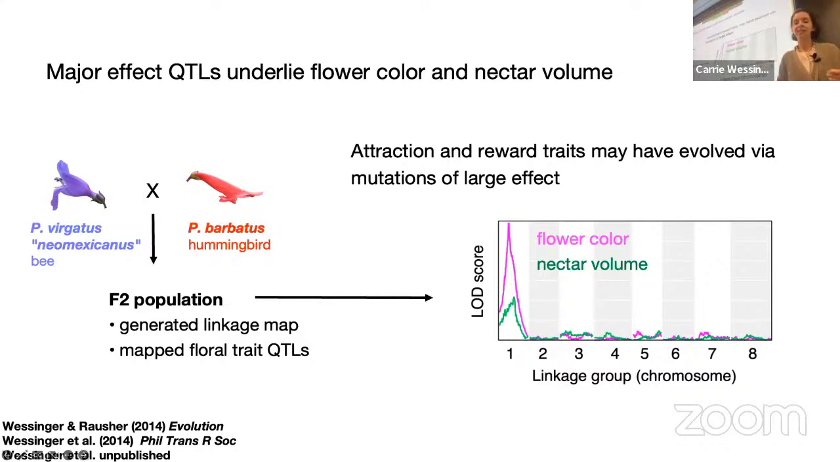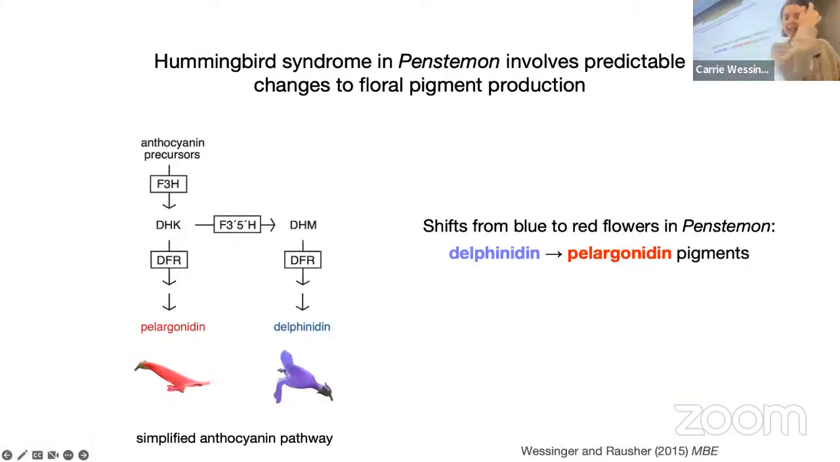And this is because flower color in Penstemon, as in many plant species, is the result of anthocyanin pigmentation, and the anthocyanin pathway is highly conserved across plants. So we can use a candidate gene approach to address this question. Here I'm showing you a very simplified version of the anthocyanin pathway that just shows some of the enzymatic reactions that we're interested in for this talk.